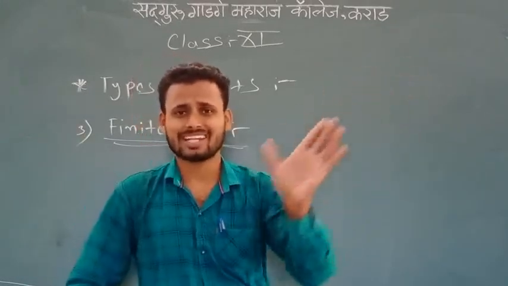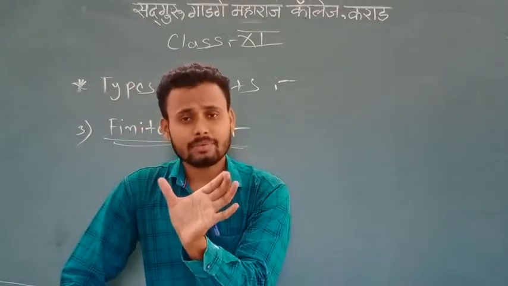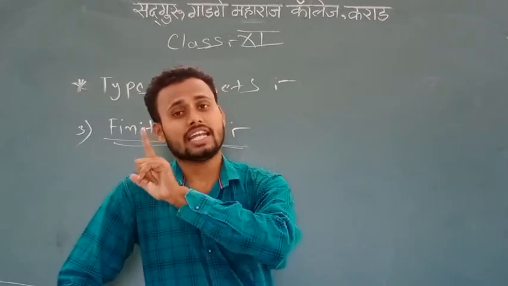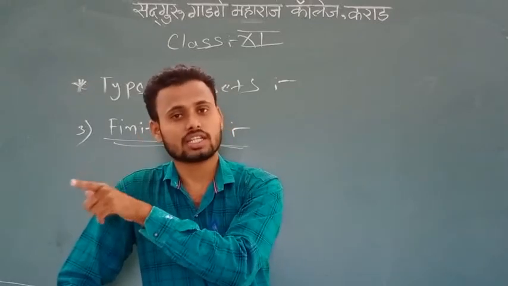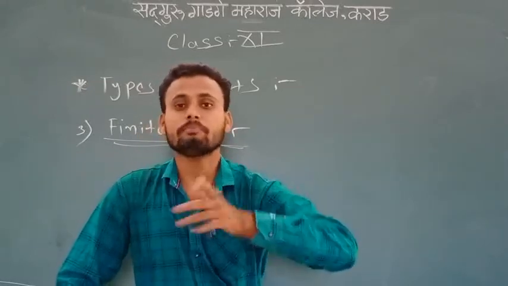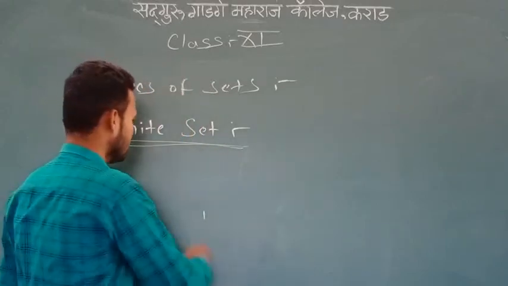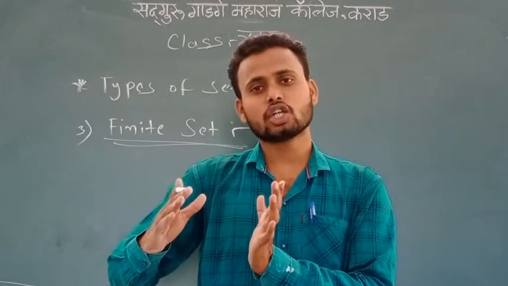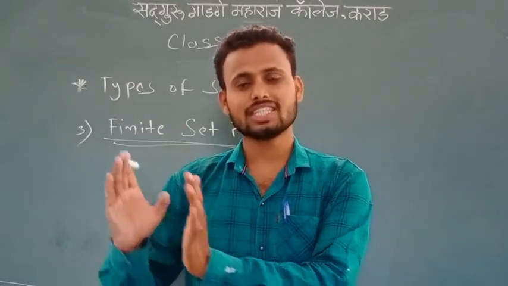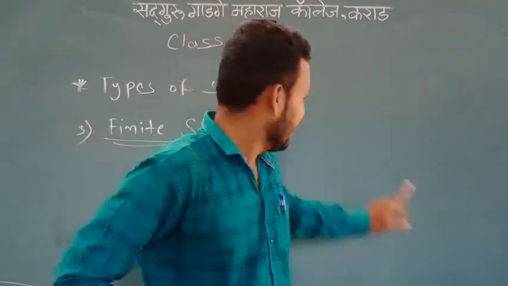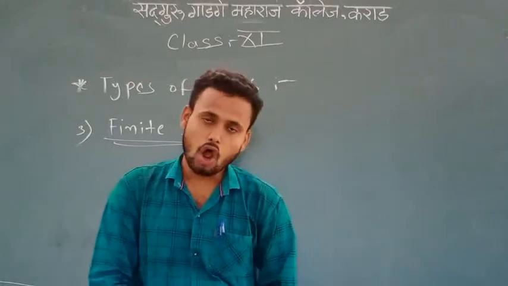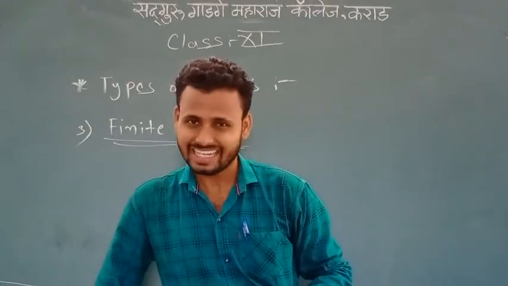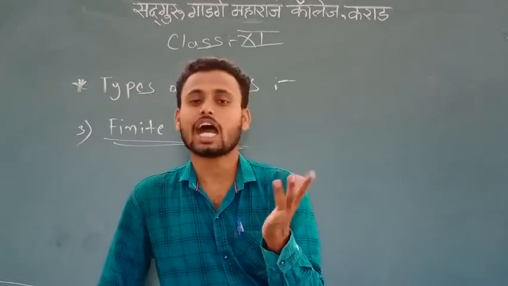Simple. A finite set is one whose elements we can count. If we can count the elements from the starting element to the last element, then we can call that set a finite set. For example, let A be the set of all vowels in English alphabets. We know that there are 5 vowels in English alphabets. Which ones? A, E, I, O, U.